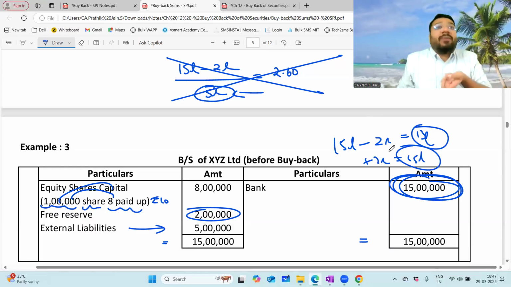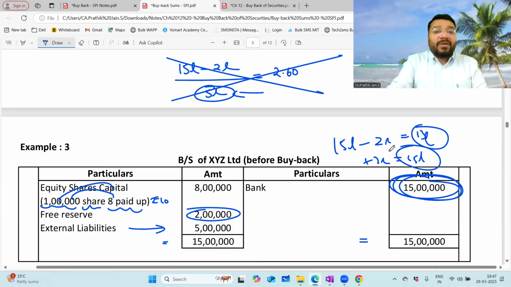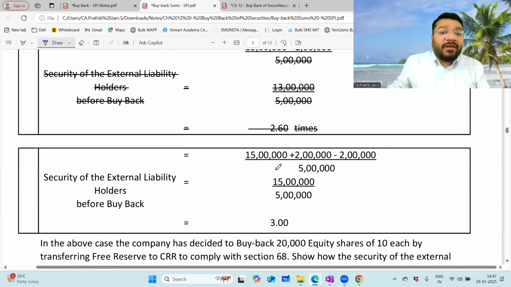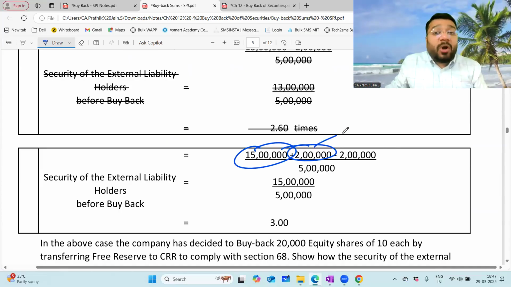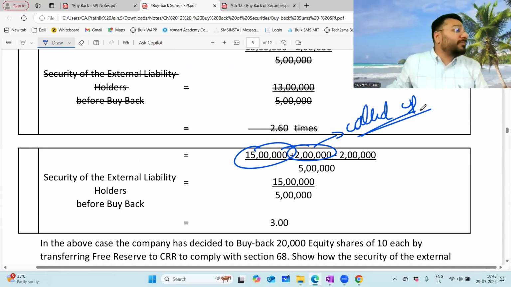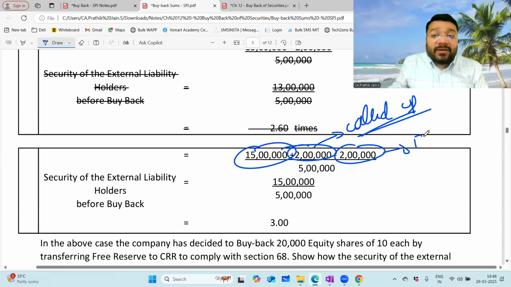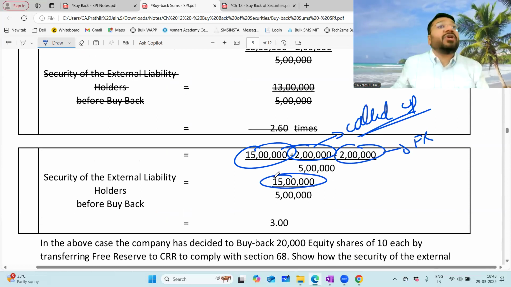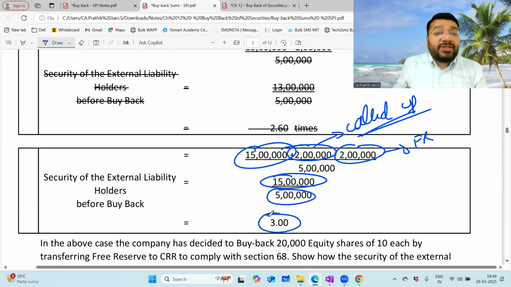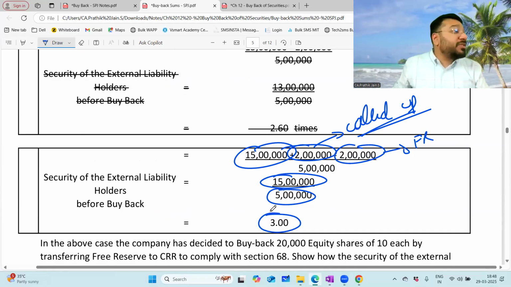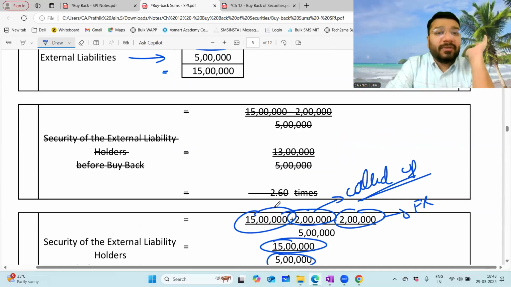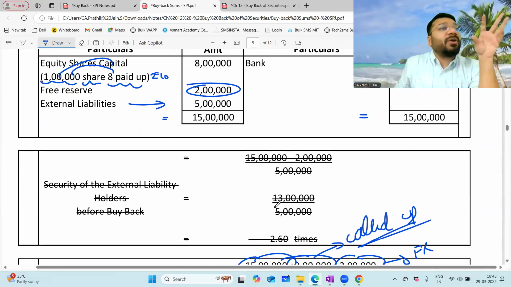It is the security of the external liability holders, because that 2 lakh also will come to me in future, no? So the actual is how much? 15 lakh plus 2 lakh is what? Called up capital, which I'll call in future. Minus 2 lakh is what? Free reserves. So 15 lakh rupees is your security margin. Upon 5 lakhs, how much is the safety margin? 3 times is the safety margin. This is the safety margin before buyback. Any problem here?